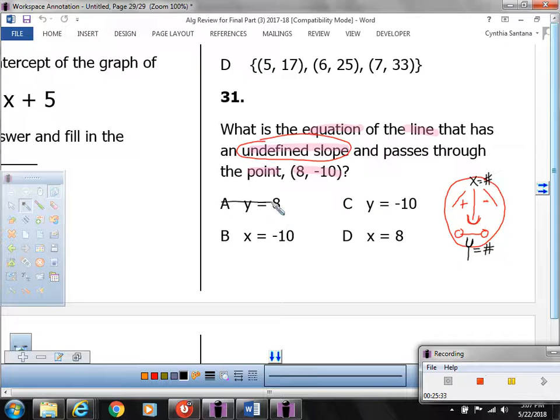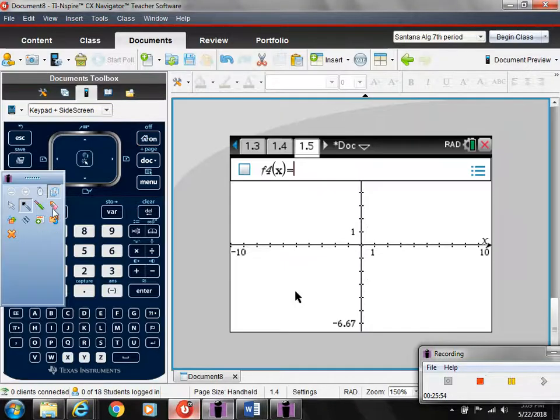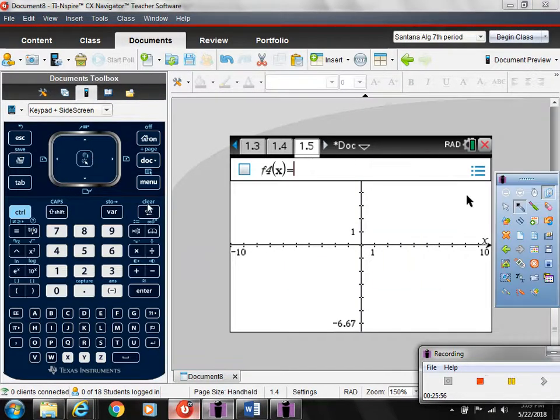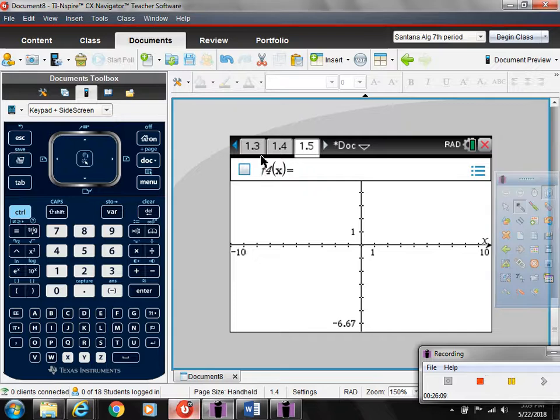So I know it's not A, and it cannot be C. So now I need to check these two, and I also need to check to see which one of these two lines has that point on it, because it says it has to pass through this point. So let's start with B. I am going to need to use relations. You cannot just type the number here, because remember, this is the same as Y equals. This is not X. I know there's an X here, but there's also an F in front of it. So this is F of X, which is a Y equals.